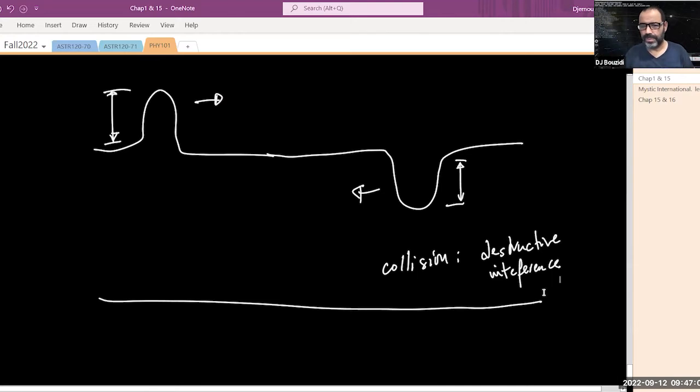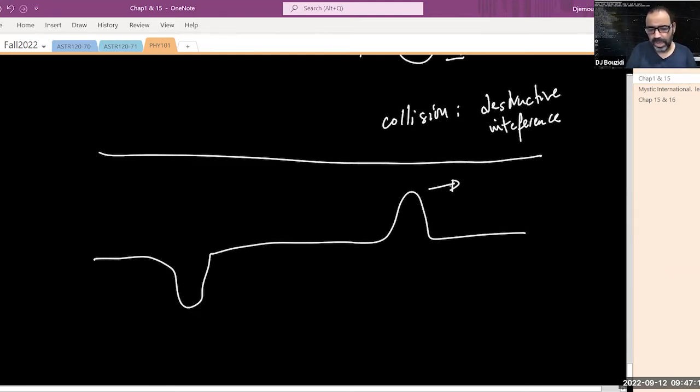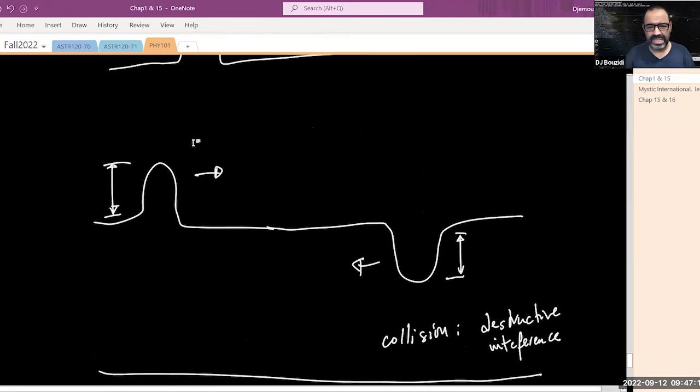There is no more. But if I wait a little later after the collision, when the two emerge, again, they will emerge. This was my original right.